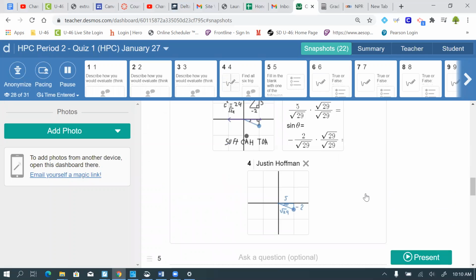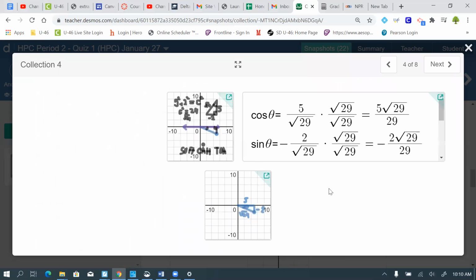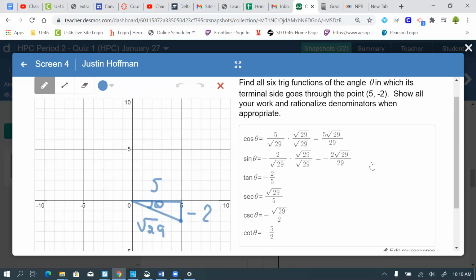And Hoffman did it similarly. So, yep, awesome.